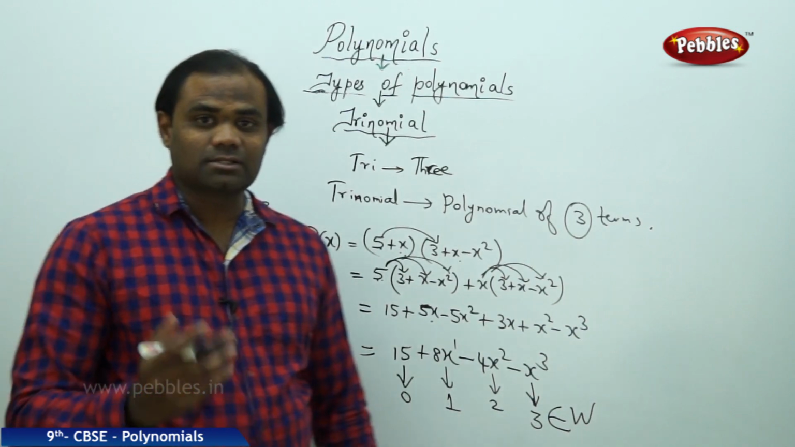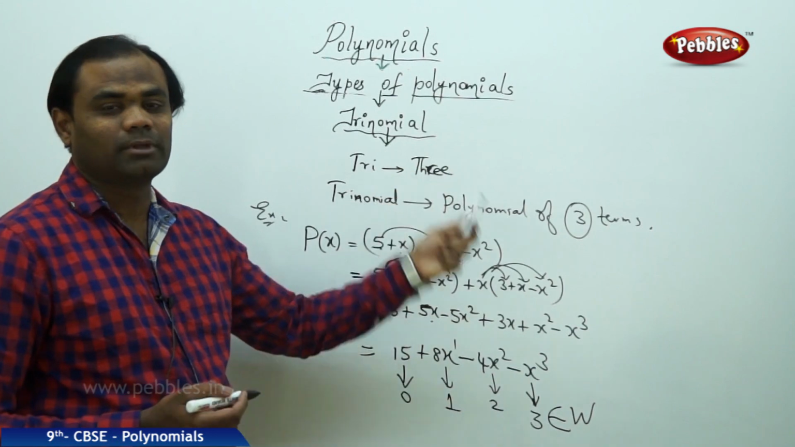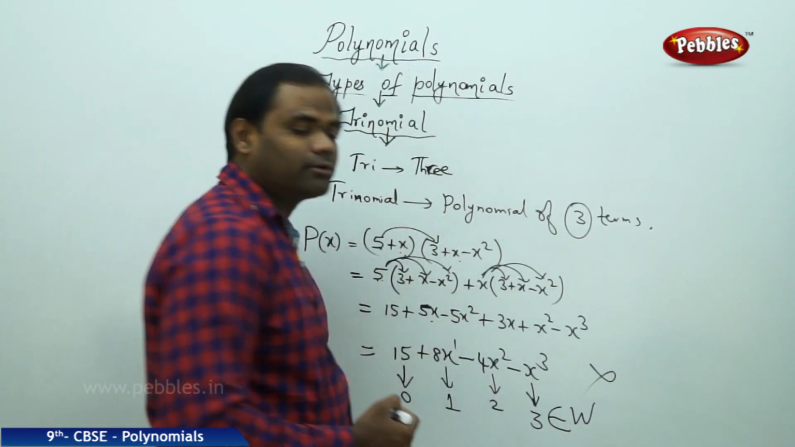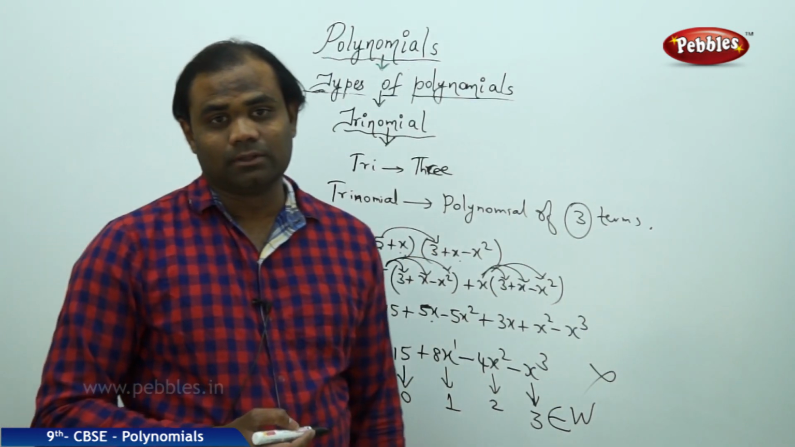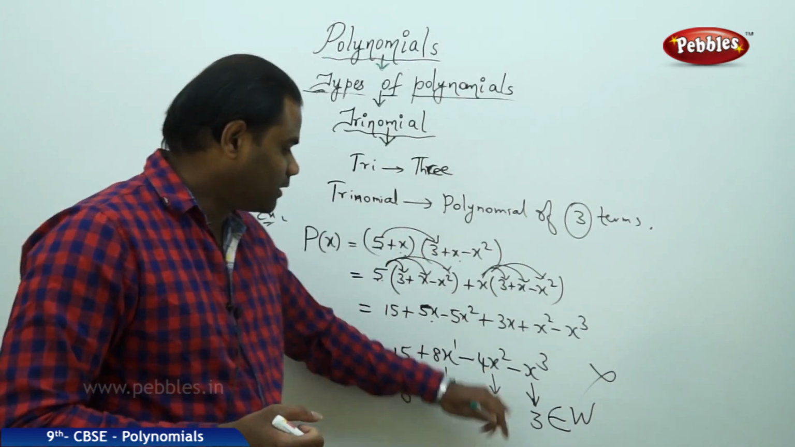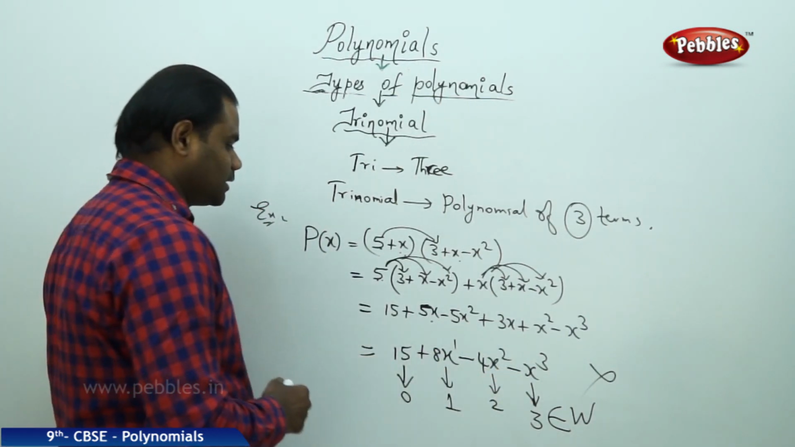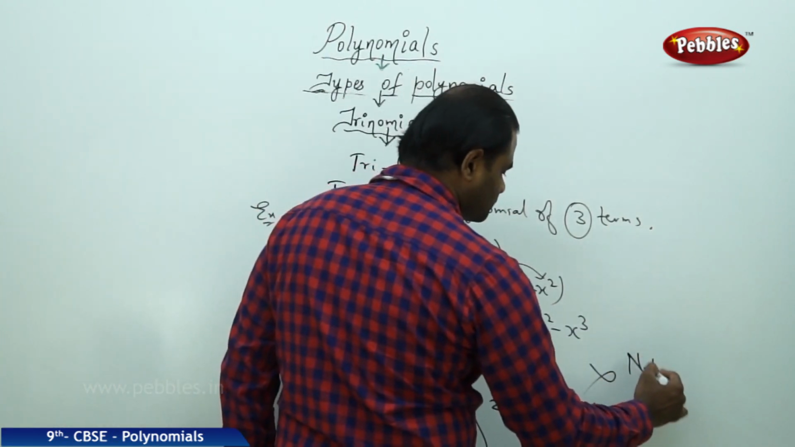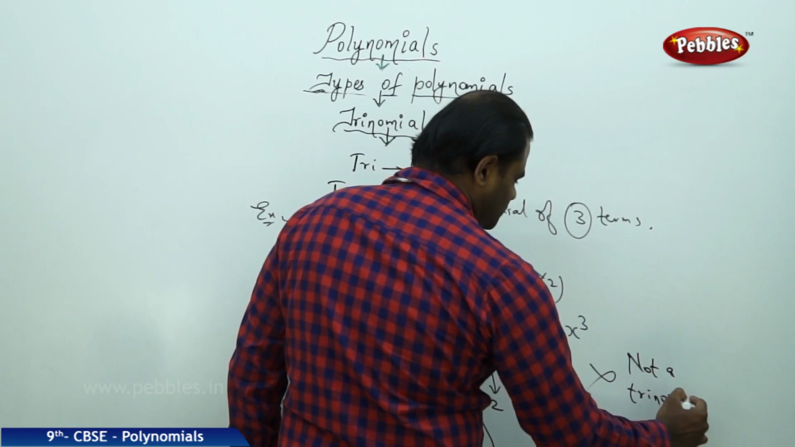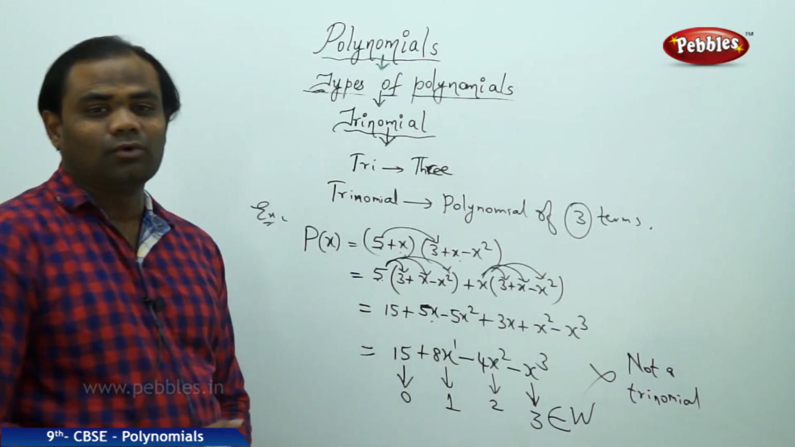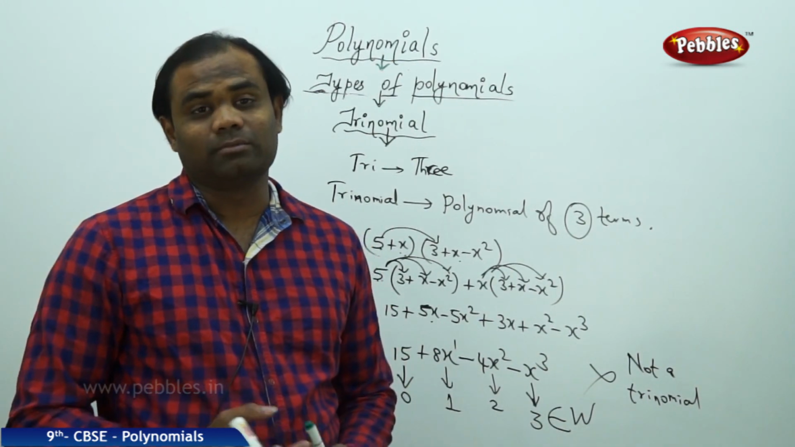This polynomial has 4 terms, but a polynomial of 3 terms is a trinomial. Therefore, this cannot be a trinomial. The given example problem is not a trinomial. For a trinomial, the most simplified form must have three terms. So here we conclude that this is not a trinomial. That is how we understand the concept of trinomial and not a trinomial.